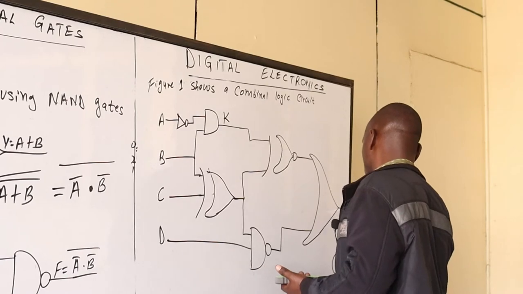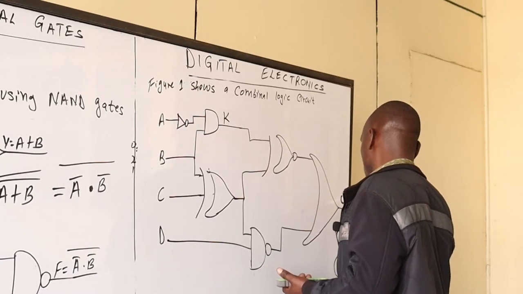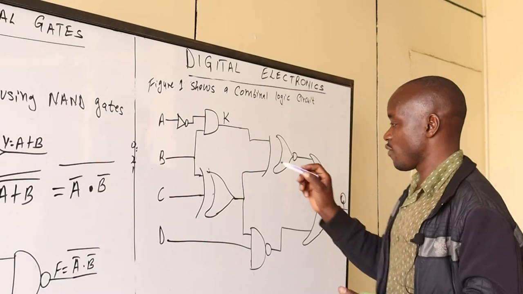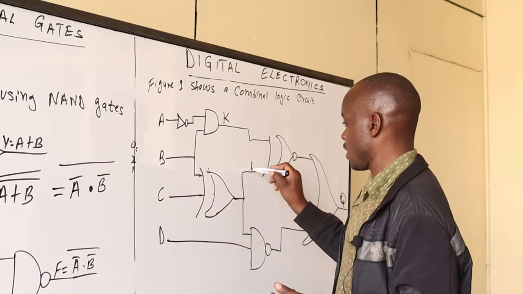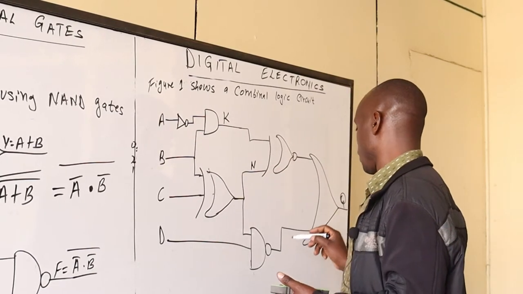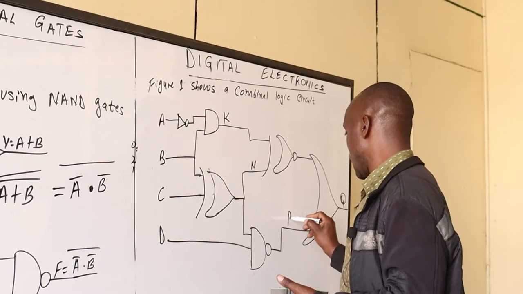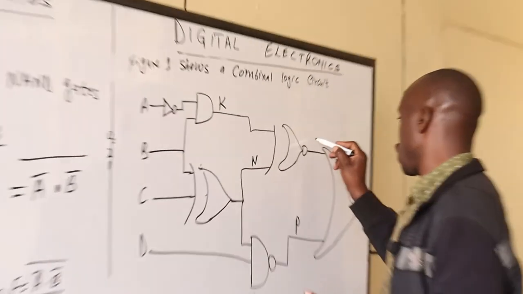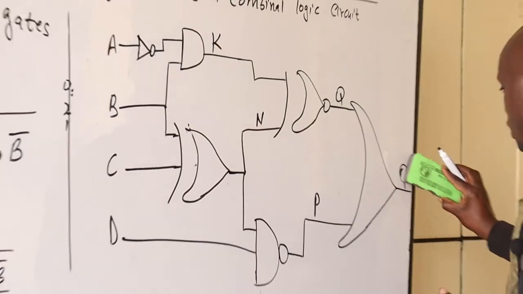And here we have what? We have maybe output Q. Here we have K. Here we can have N. Here we can have P. Here we can have Q. And then we have R.